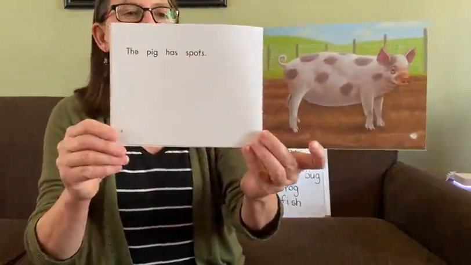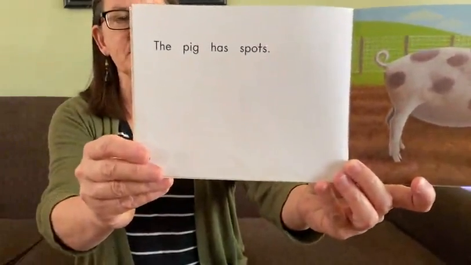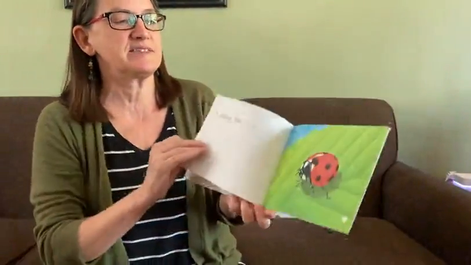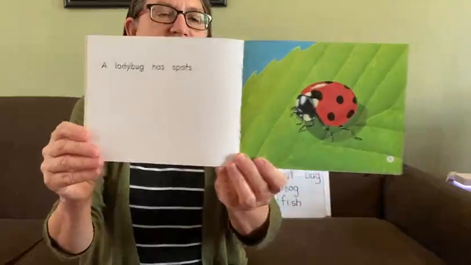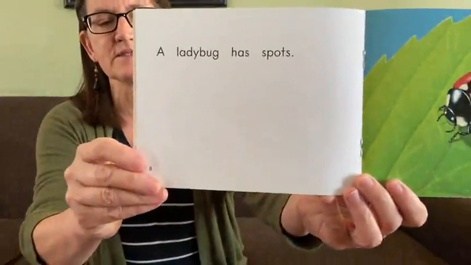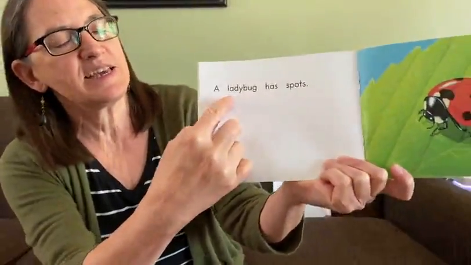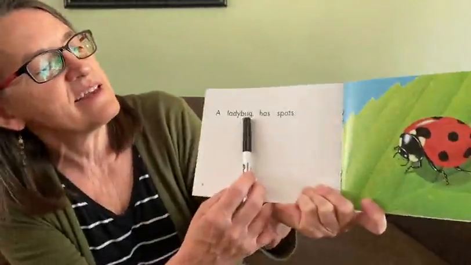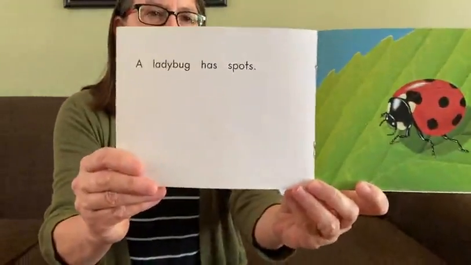Oh, here's the one I forgot. It's another little three-letter word you can read. The pig has spots. Ooh, here's the one that's the long word. I'm sure you can tell from the picture. I'm going to bring the words in a little closer. Do you know what kind of animal this is? It says a ladybug has spots. And here is that little word bug in the bigger word ladybug.